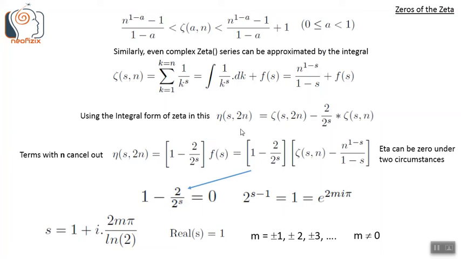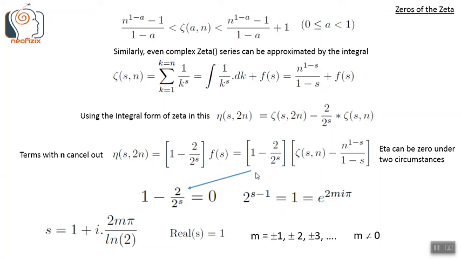So using this integral form in the formula relating the eta and zeta functions for finite length series, what we get is this. Basically this term drops off. What is left in the eta series is just this term, independent of n, and f of s. Which basically indicates that eta is a convergent series, and we need not use this 2n here.